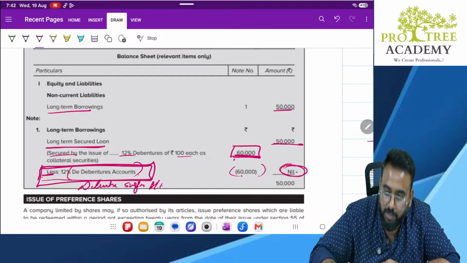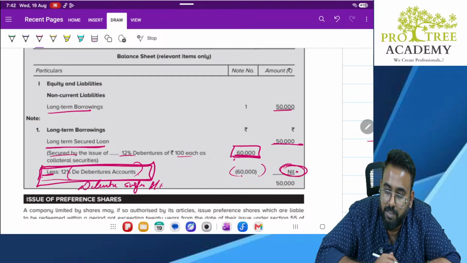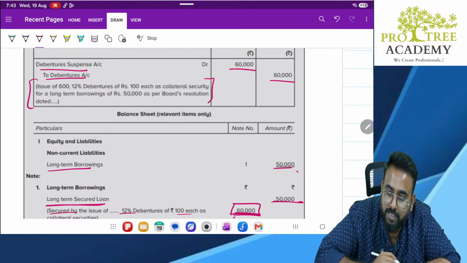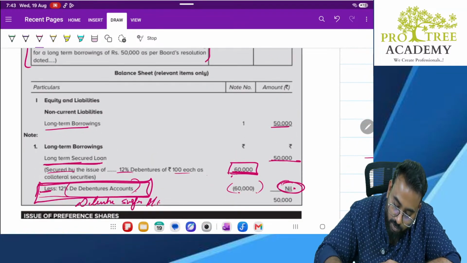So it becomes 0. Understanding? What changed? Sir, here we just brought in the narration about the debentures being issued as collateral security. Here we are showing the figures only.